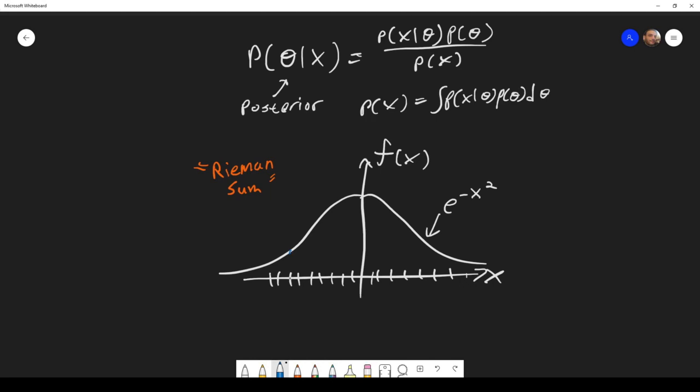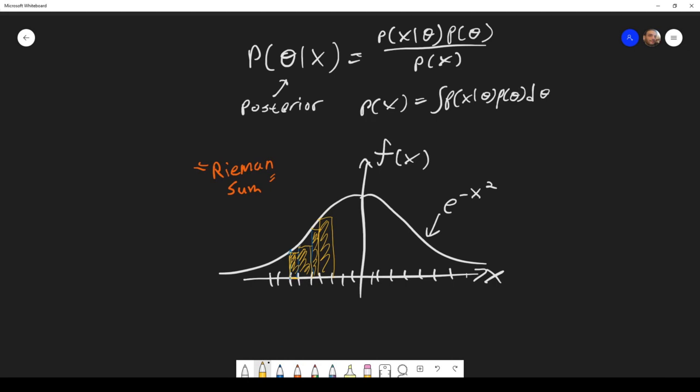So for this point over here, you calculate f of x. And for this point, you calculate f of x, and for this point, f of x, etc. And then you calculate the area of the column given by the length of f of x and the length of the interval. So if this is the length of the interval and this is the length of f of x, you calculate this column over here, and then this column over here, then this column over here, etc.